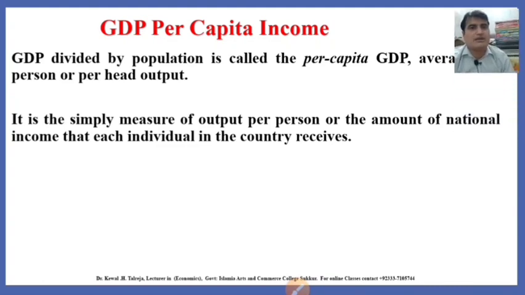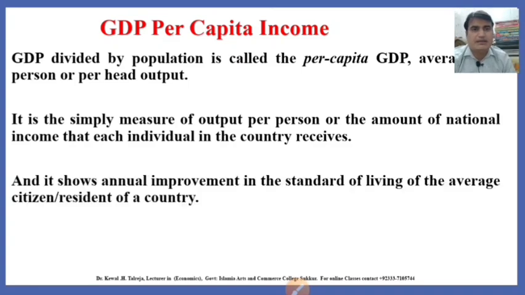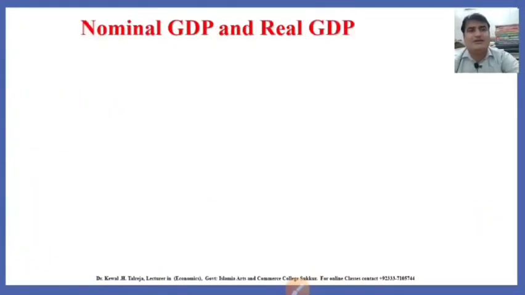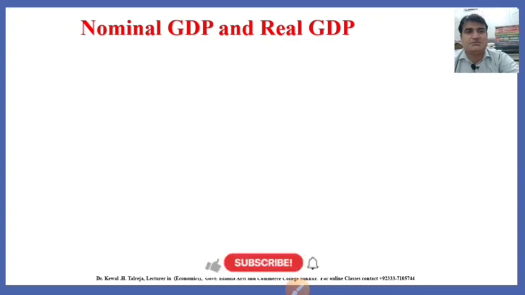GDP per capita is simply a measure of output per person or the amount of national income that each individual in the country receives. GDP per capita income shows annual improvement in the standard of living of the average citizen or resident of the country. It is used to make cross comparison between the average living standard and economic well-being. What is nominal and real GDP?